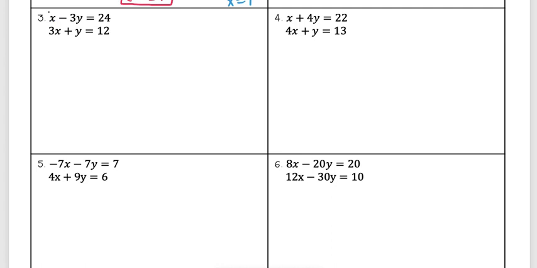So if I wanted to eliminate x, I could multiply this top equation by -3 so that these are opposite coefficients. Or if I wanted to eliminate y, I can multiply this second equation by a +3. Since this one has a -3, I'd want this one to be +3. I'm going to go ahead and do that just so I'm not multiplying with a negative number.